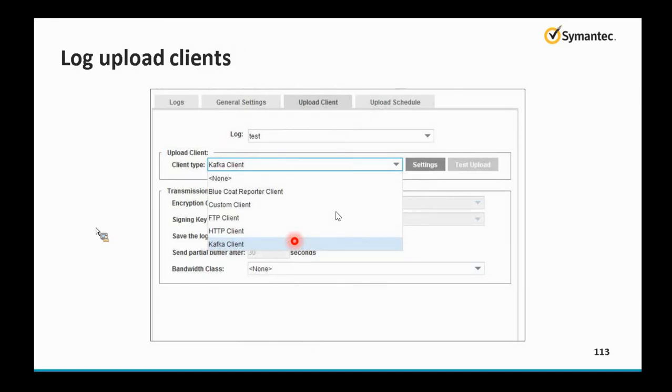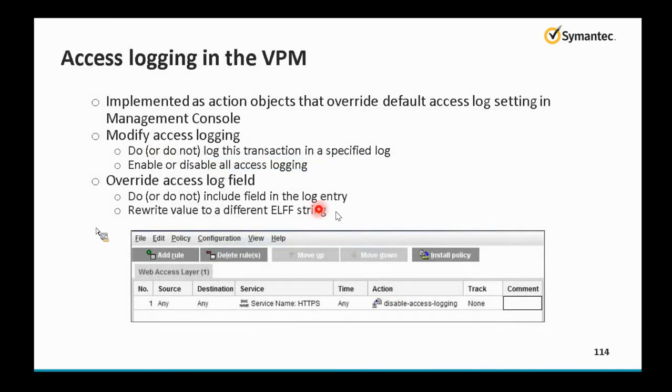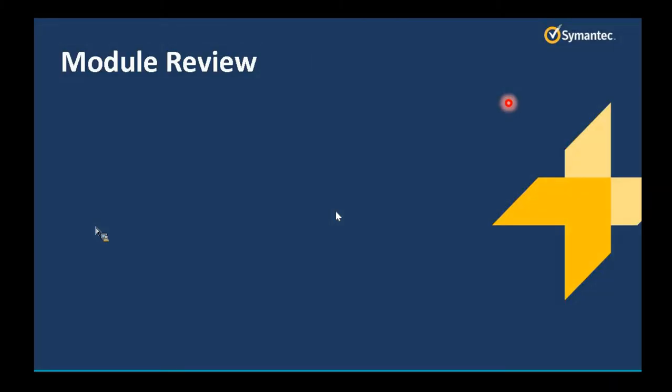You can then use Bluecoat Reporter to generate the report for you based on the uploaded log. But take note that the logs are just a bunch of log lines. The web access logging can also be manipulated in the policy. So if you go to your VPM, you can create policy to disable access logging, or suppress some of the log entries as well. Okay, you can do that.